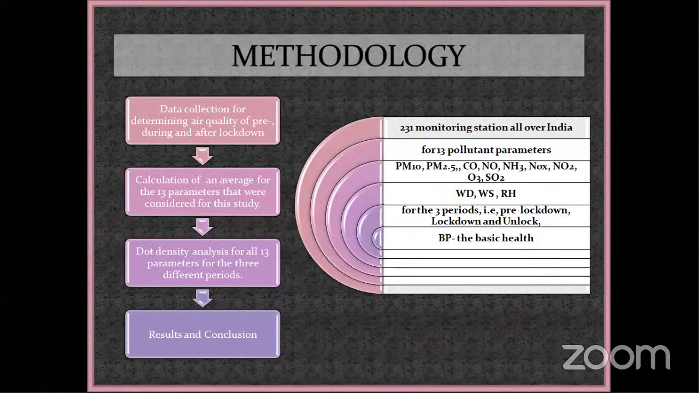The study considers three time periods: pre-lockdown, lockdown, and unlock. Pre-lockdown is from 1st of January to 24th of March of this year, lockdown from 25th of March to 31st of May, and unlock from 1st of June to 1st of September. For my deductions, I have taken into account 31 pollutant parameters. However, for this presentation, I shall only be showing results for 13 of them, as we have limited time and I'm considering only the most important parameters. The data was gathered from 231 monitoring stations spread all over India. The average for each parameter was calculated, and then dot density was done in QGIS to get the final outcome.